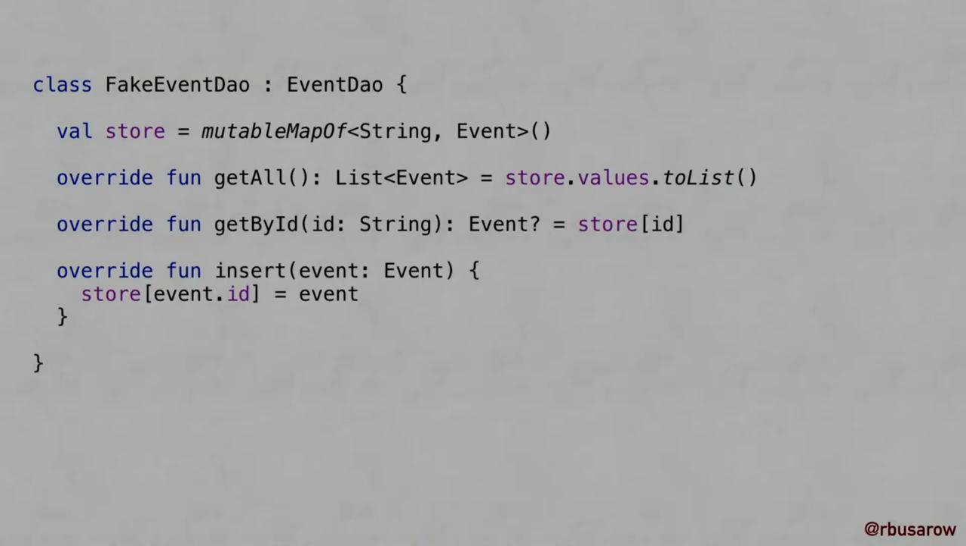So now, if we were to run a test which requires a DAO, instead of running, say, Robolectric and making an in-memory database with Room and having all these expensive operations, or using MockK, which requires a lot of setup and a lot of boilerplate to stub out all of our functionality, we can instead just use a fake, which has all the operations already pre-built and is ready to go wherever we want to use them.